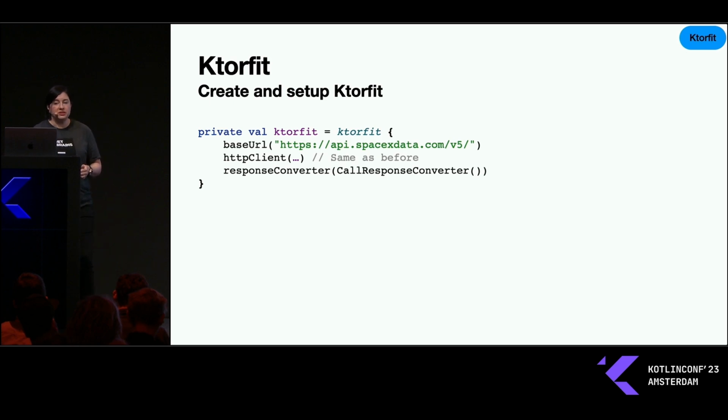So first, we need to set up Ktor with another DSL. We give it the base URL, the HTTP client configuration, which is exactly the same as in the REST section, and call response converter. It also supports flows.